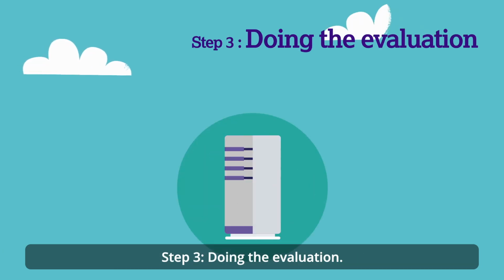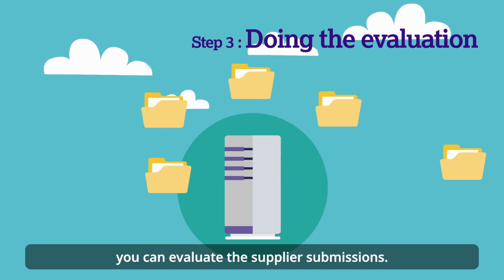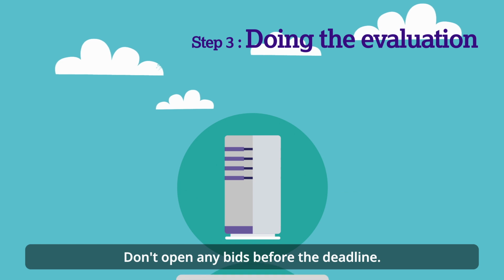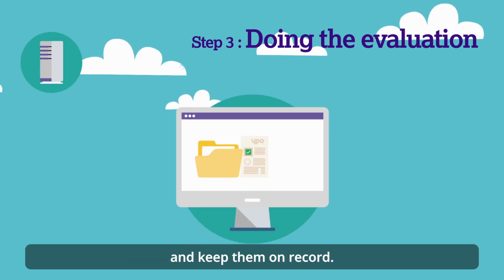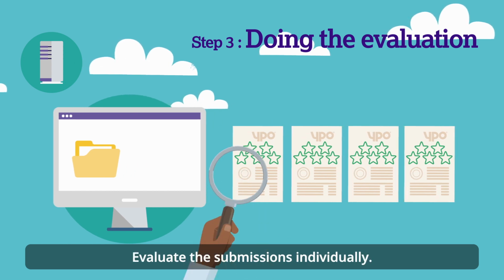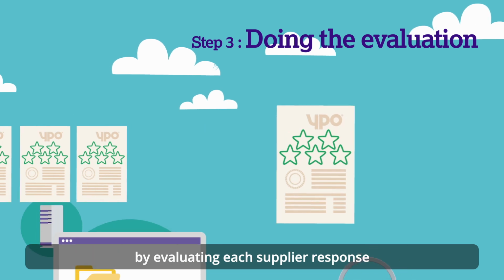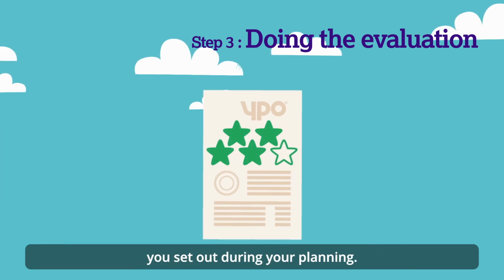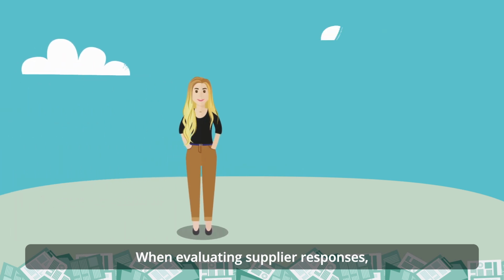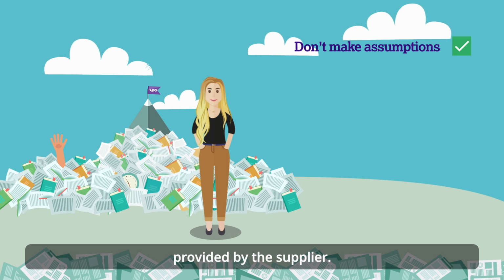Step 3. Doing the evaluation. Once the further competition deadline has passed, you can evaluate the supplier submissions. Don't open any bids before the deadline. Complete a declaration of interest form and keep them on record. Evaluate the submissions individually. Assess the award criteria by evaluating each supplier response using the scoring methodology you set out during your planning. When evaluating supplier responses, don't make assumptions or read into information provided by the supplier.